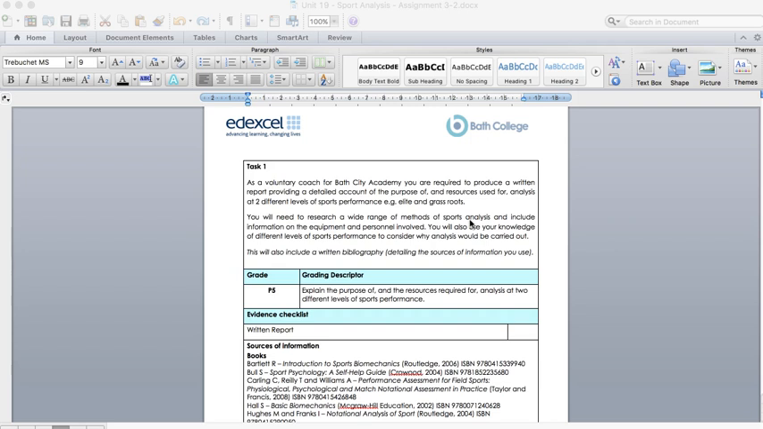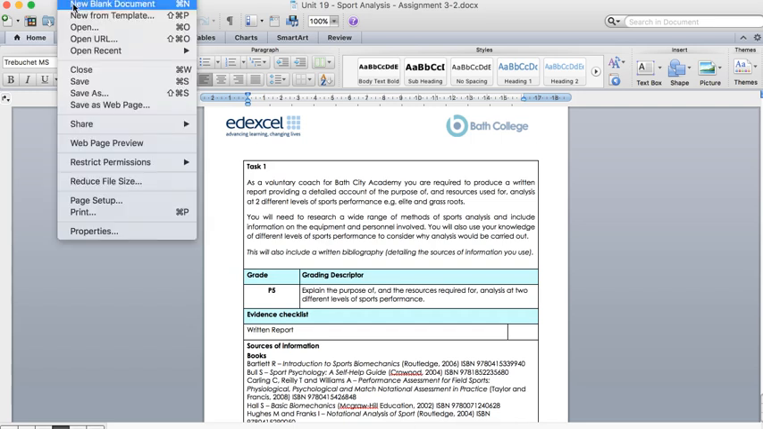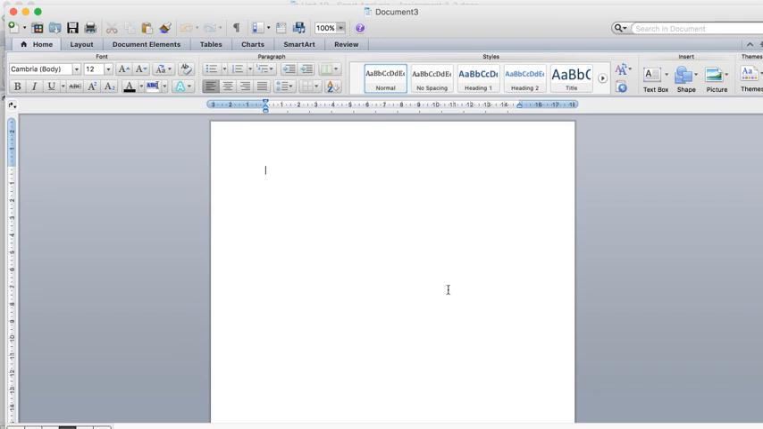Okay, the best way to do it is, if I was to get a Word document, I'll show you how I would lay it out. Let's go File, New. So first of all, you need to pick your 2 levels of performance. So we would go foundation level, which is almost grassroots, and then we think about the purpose of analysis at this level.